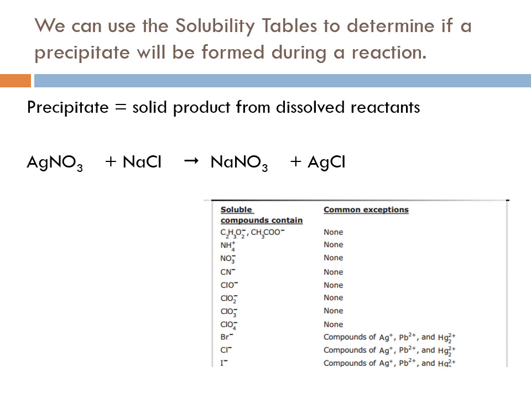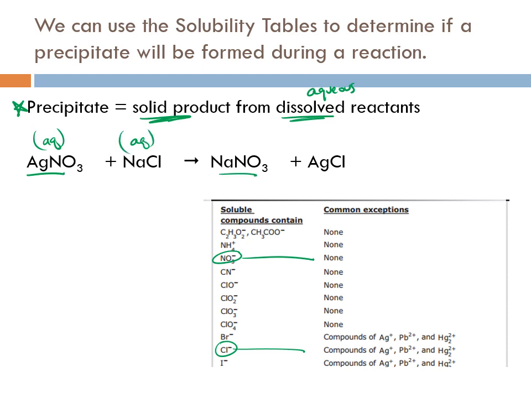So now we're going to take this idea and apply it to precipitation reactions. A precipitate is a solid product formed from dissolved, or aqueous is the better vocabulary word, aqueous reactants. So silver nitrate, nitrate's here, it's going to be soluble. This guy is aqueous. Sodium chloride, chloride is here. Sodium's not on my list of exceptions, and so sodium chloride is also aqueous. Sodium nitrate, nitrate again, always soluble. So this one again is aqueous.